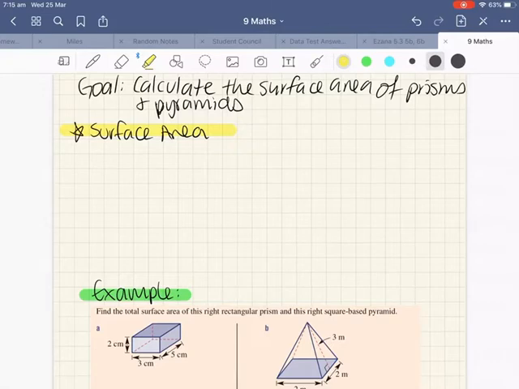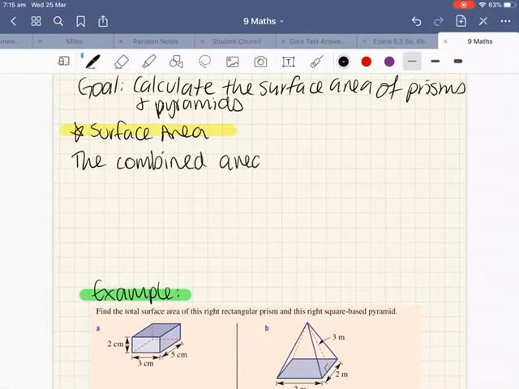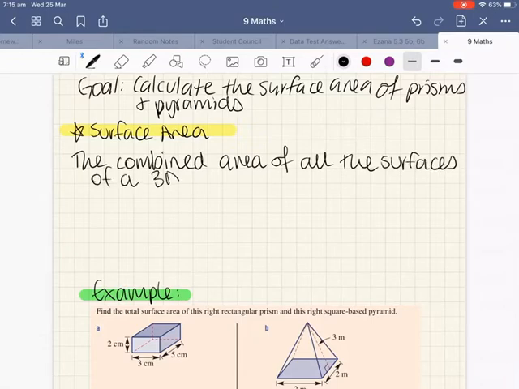Now, surface area is quite simply the combined area of all the surfaces of a 3D shape. This is measured in the same units as area, so it's measured in units squared.